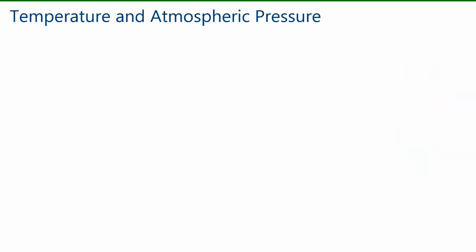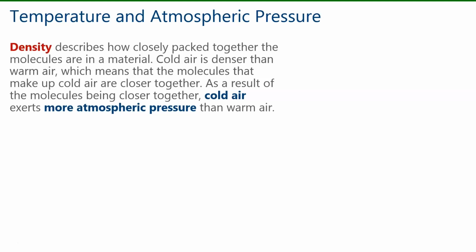Next, let's look at the relationship between temperature and atmospheric pressure. Remember that density describes how closely packed together the molecules are in a material. Cold air is denser than warm air, which means that the molecules that make up cold air are closer together. As a result of the molecules being closer together, cold air exerts more atmospheric pressure than warm air.